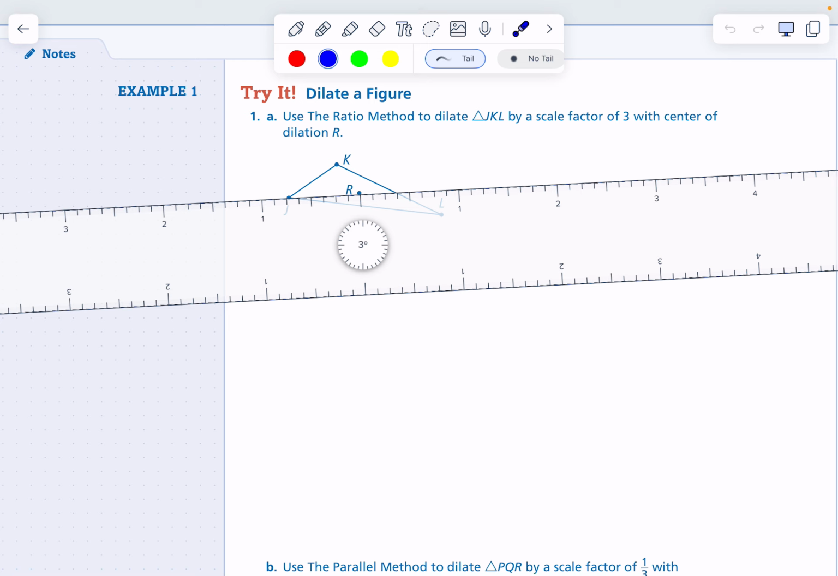If I want to dilate this triangle with a scale factor of 3, first of all, is our triangle going to get bigger or smaller? Bigger times 3, right? So you see these tick marks in our inch? 1, 2, 3, 4, 5, 6. So it's like 6 of those tick marks, right? So if I want to triple it, how many tick marks do I need to go? 18. So 6, 7, 8, 9, 10, 11, 12, 13, 14, 15, 16, 17, 18.